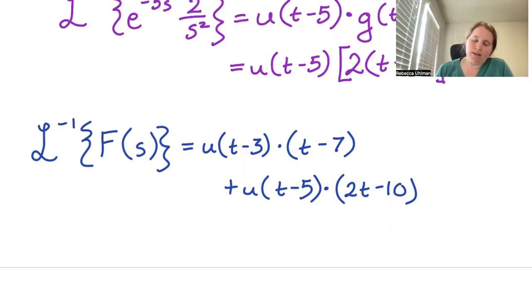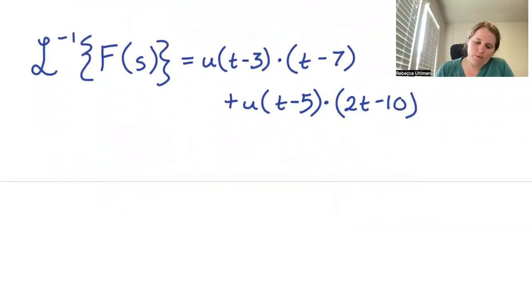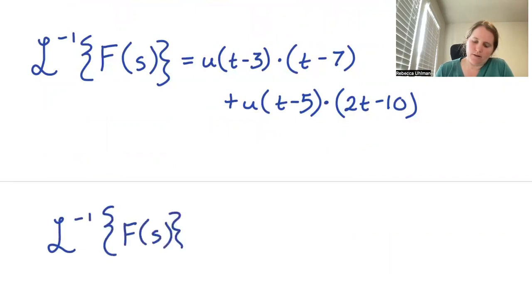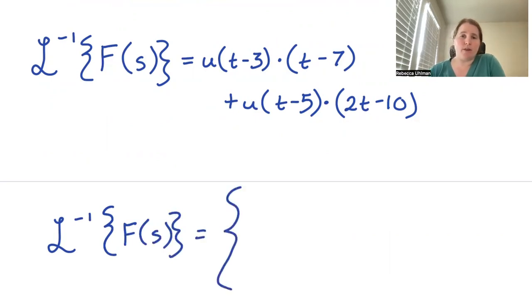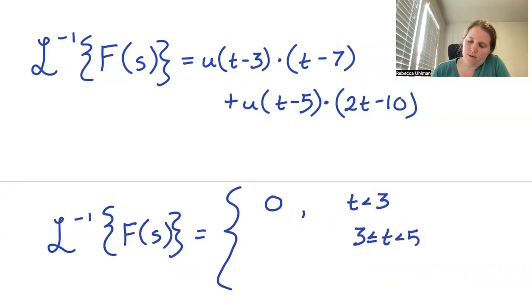So if we wanted to write this as a piecewise function, we have that the inverse Laplace transform of capital F of s should be equal to our step. We don't have any component of the function without a step function. So we start off as 0. Our first step is at 3. So we would be 0 for t less than 3. Then from 3 to 5, our next step, our function is just equal to t minus 7.